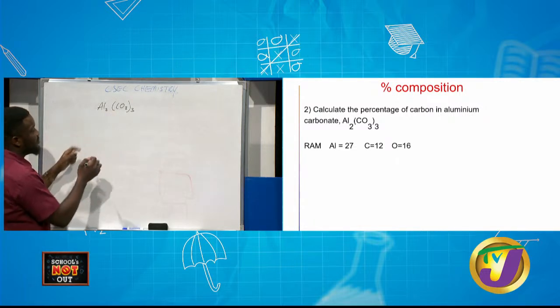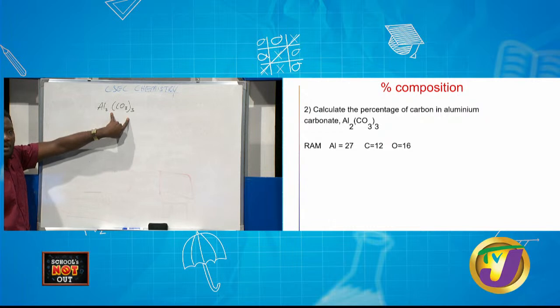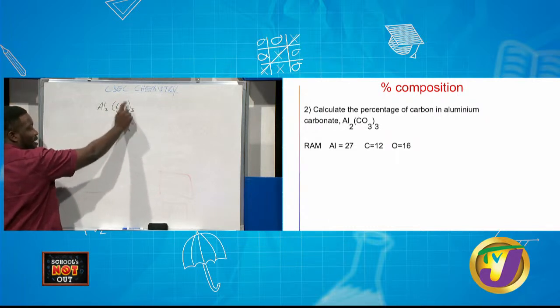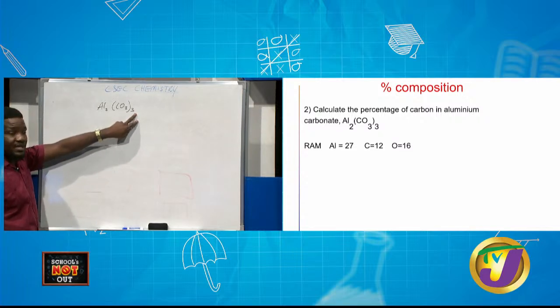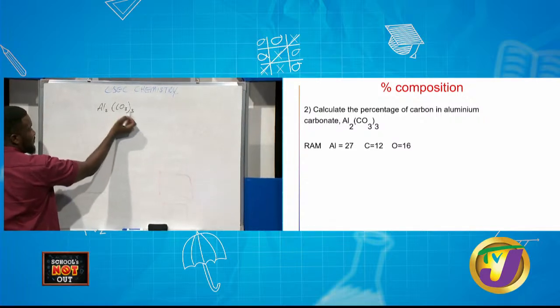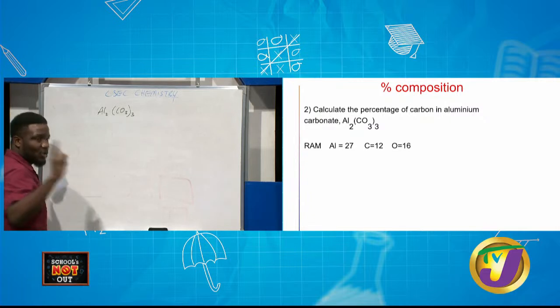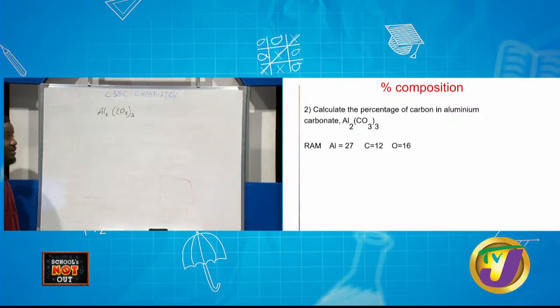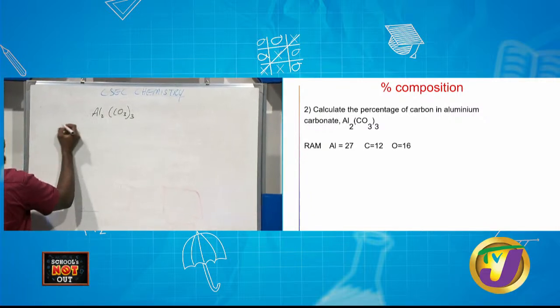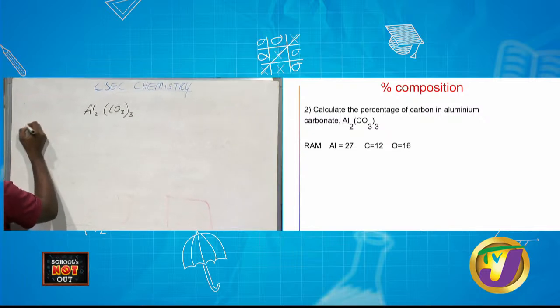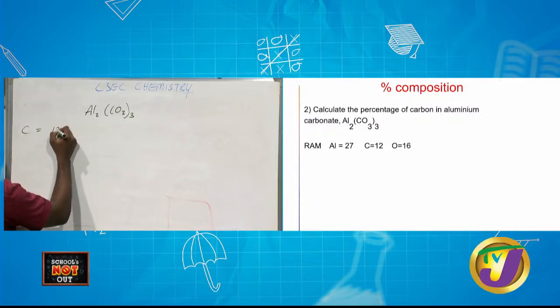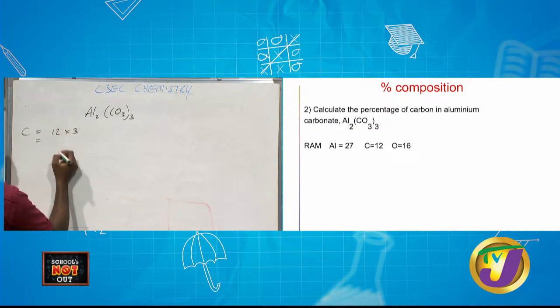It's 3, right? Remember, anytime you see a bracket in your formula, it means that everything in the bracket is being affected by the number outside. So you have 3 carbons, you're going to have 9 oxygen. But the question only wants carbon. So there's 3 carbon in it, all right? So carbon is going to be 12 times 3, which is 36, all right?